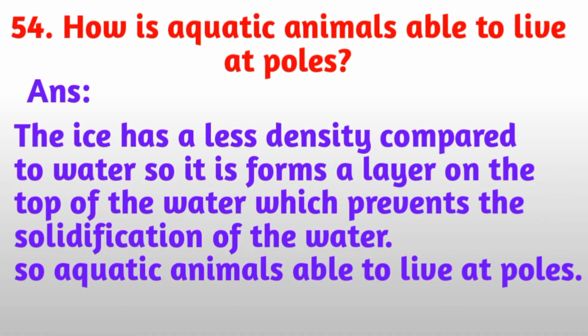How are aquatic animals able to live at poles? The ice has a less density compared to water, so it forms a layer on the top of the water which prevents the solidification of the water. So aquatic animals are able to live at poles.